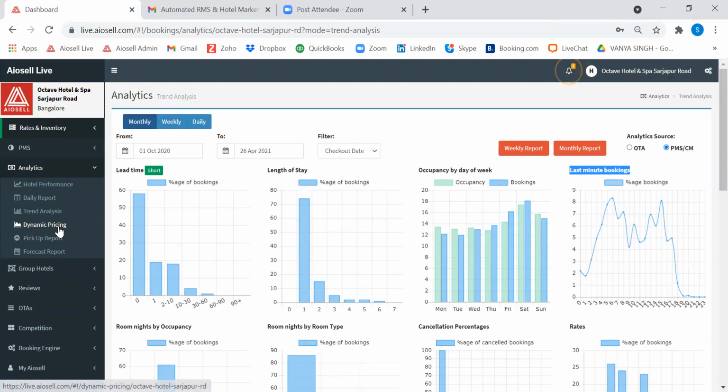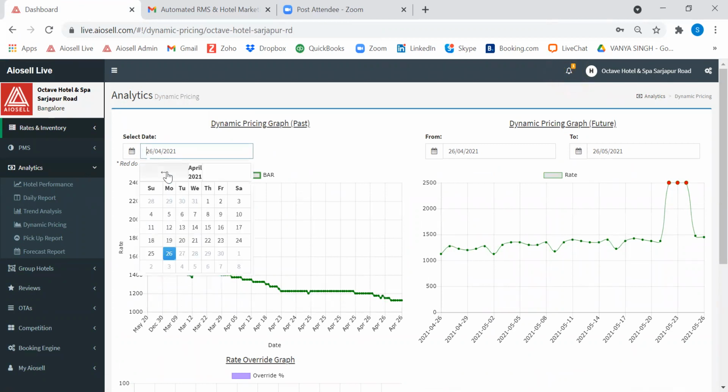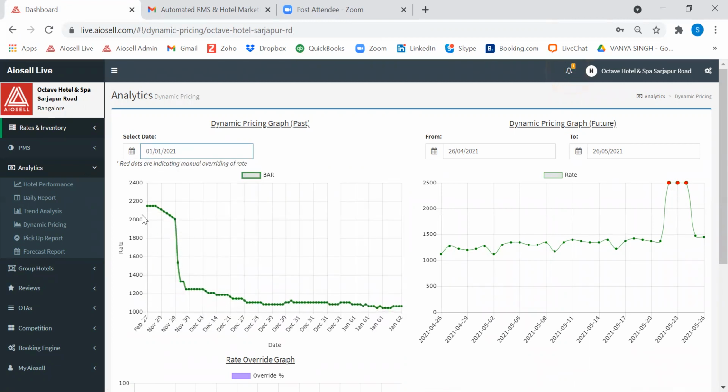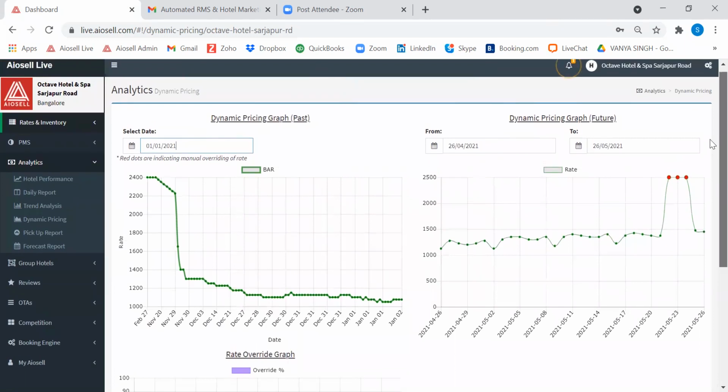We also have dynamic pricing, which basically tells us, for example, if I were to choose a day which is a little better because of COVID. So here you can see how the pricing is moving from 2400 to 1000 rupees. How has the price changed depending on which day people are booking you? This is the dynamic pricing for future dates. And you also have a rate override graph. So if the hotel is overriding the dynamic pricing, you also get to see that in the override graph.